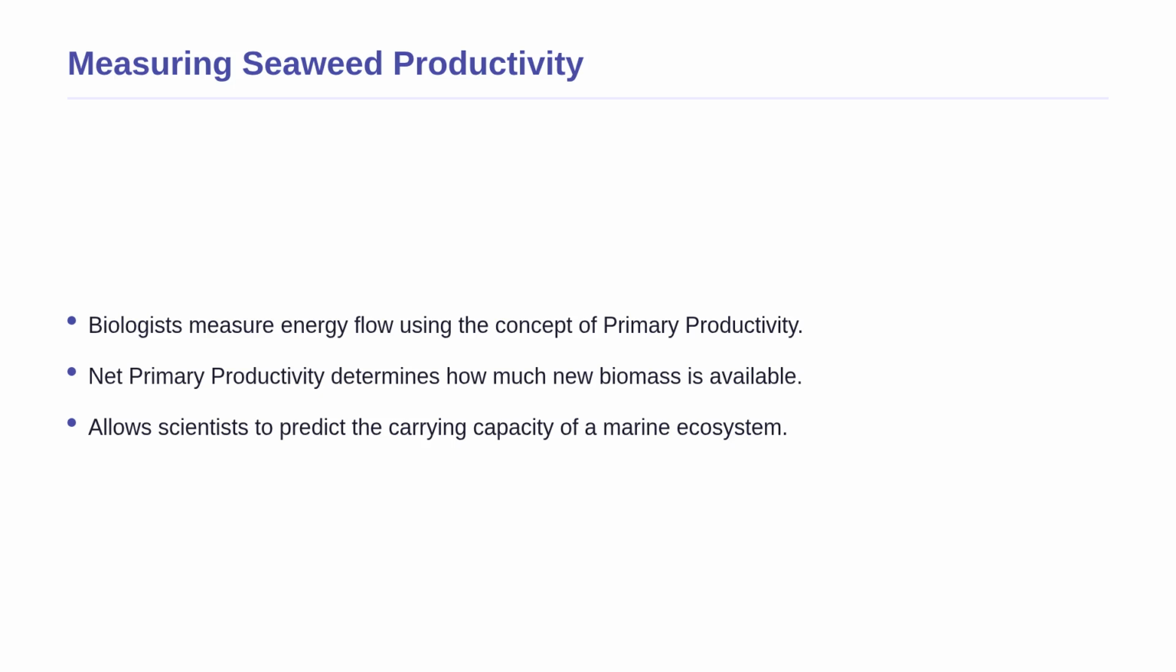Because seaweeds are the primary producers, we need a way to measure their ecological impact mathematically. Biologists use the concept of primary productivity to quantify the energy flow within the marine ecosystem. The most important metric we look at is net primary productivity. This metric tells us exactly how much new seaweed biomass is actually available for other animals to eat. By calculating this value, marine biologists can accurately predict how many fish, sea urchins, or sea otters a specific kelp forest can support over time.